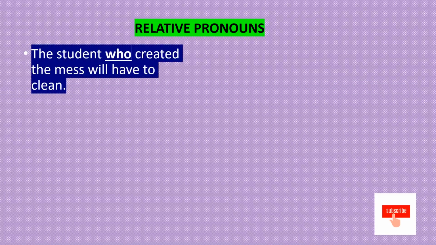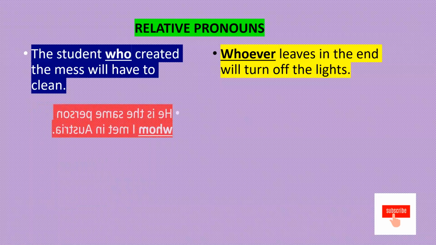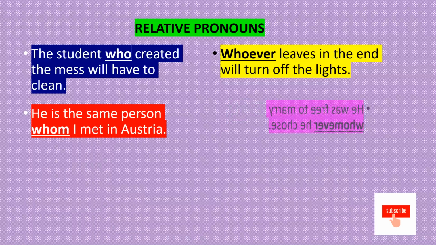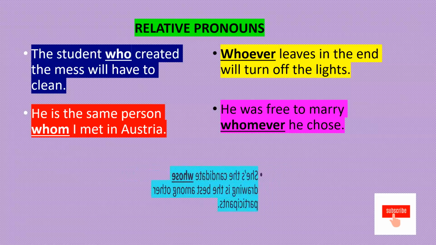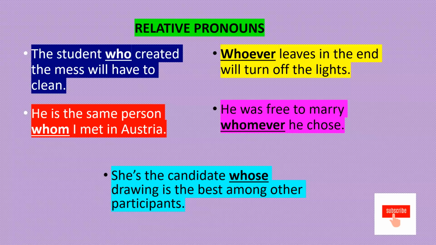The last is the relative pronouns. Let's see how relative pronouns can be used as conjunctions. The first is who: the student who created the mess will have to clean. Whoever: whoever leaves in the end will turn off the lights. Whom: he is the same person whom I met in Austria. Whomever: he was free to marry whomever he chose. Whose: she is the candidate whose drawing is the best among other participants.